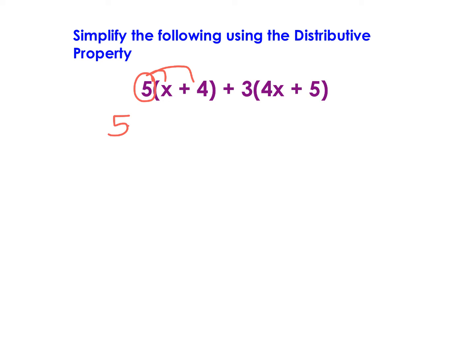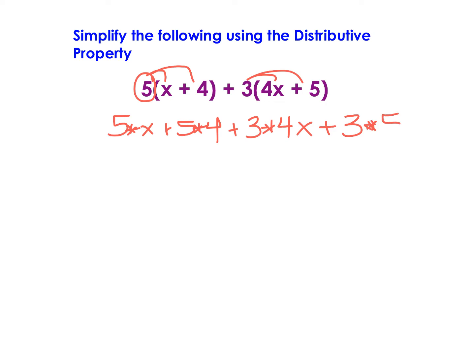So here we have 5 times x plus 5 times 4. And then here we have plus 3 times 4x plus 3 times 5. So if we simplify those out, we get 5x plus 20 plus 12x plus 15.